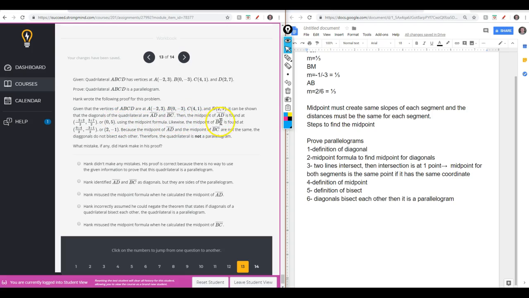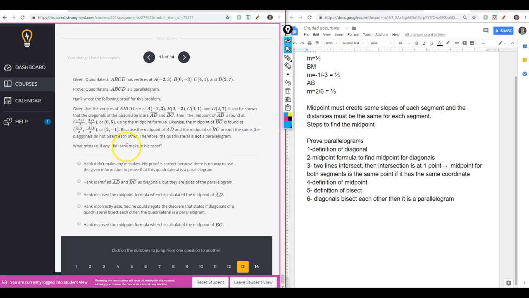Likewise, the midpoint of segment BC is found by adding the x-coordinates and dividing by 2, then adding the y-coordinates of points B and C and dividing by 2. They simplified to (2, -1). Because the midpoint of segment AD and the midpoint of segment BC are not the same, the diagonals do not bisect each other. Therefore, the quadrilateral is not a parallelogram.